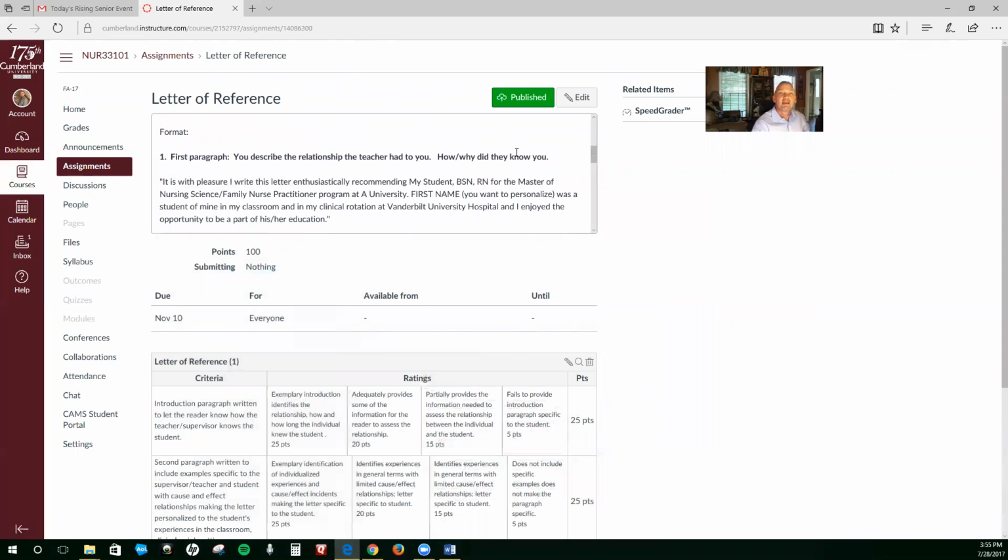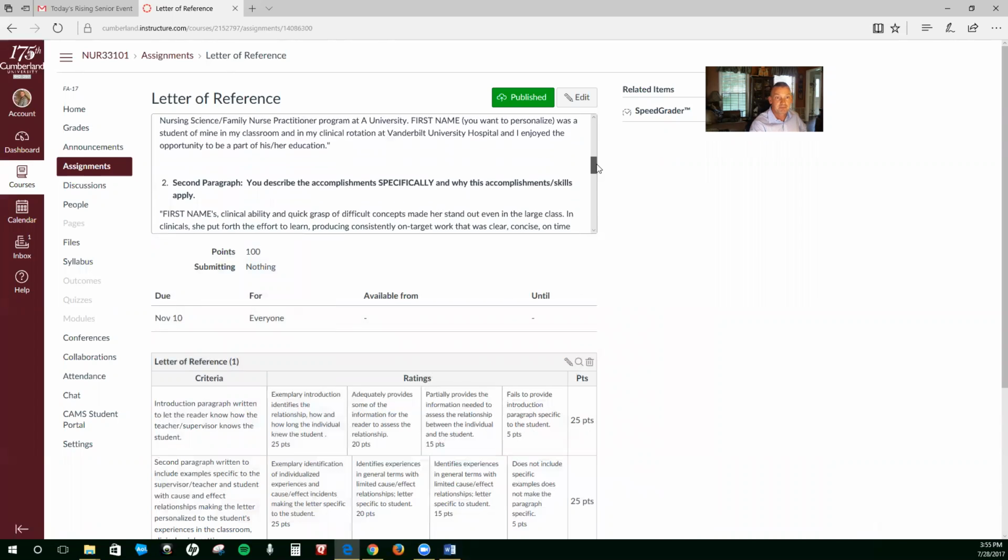First paragraph is when you are describing, as that instructor, the relationship that they had with you. Hey, I met student Schmuckatelli. They were in my clinical class. I had them in the fall of 2017 for MedSurg 1. So you're establishing that that person has a relationship with you and how they did it.